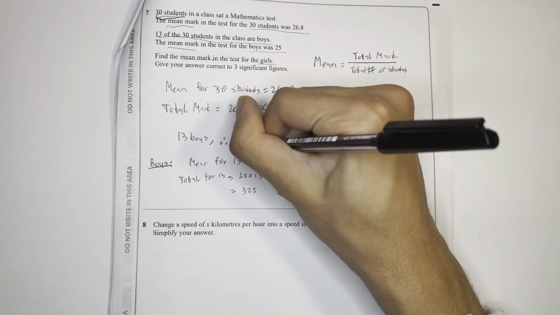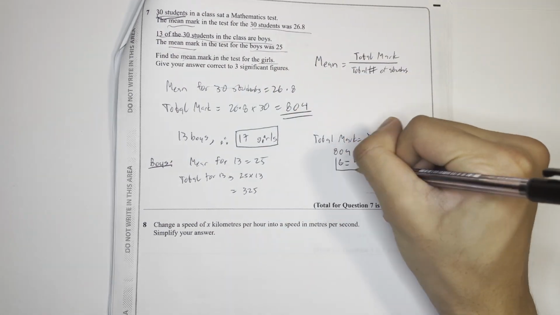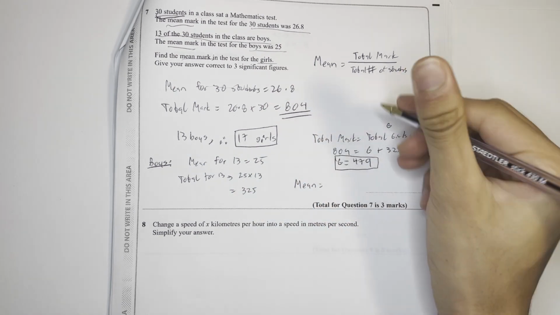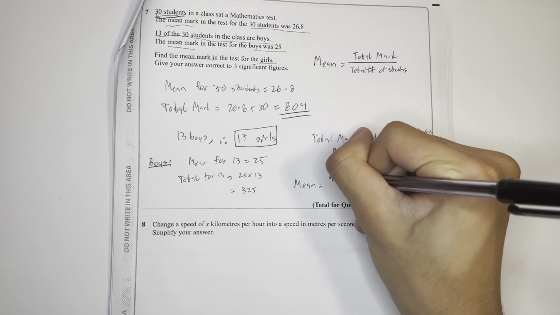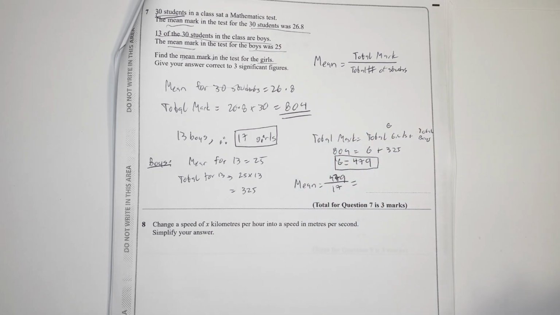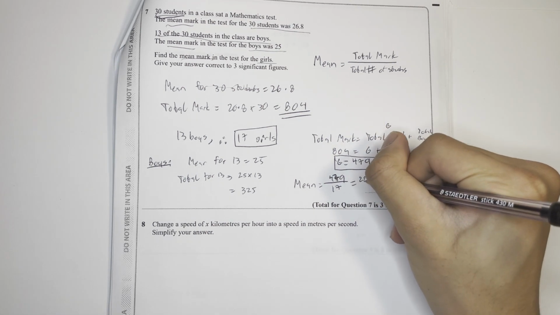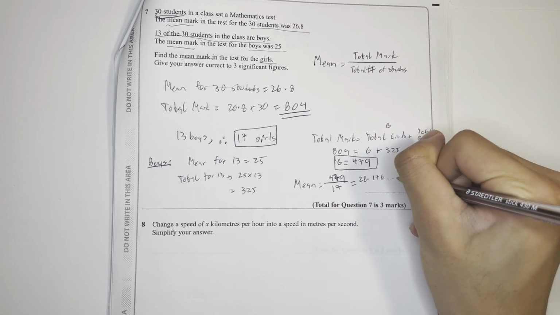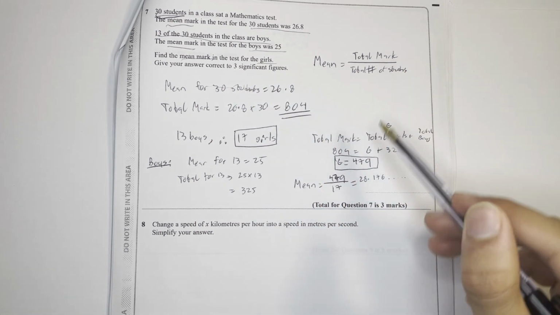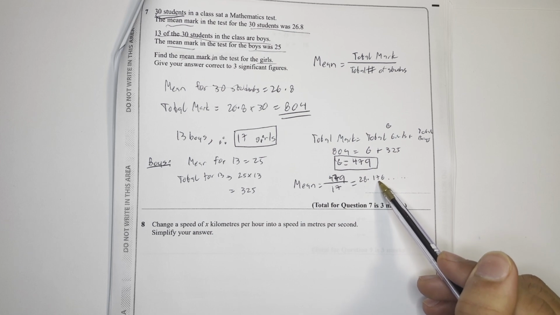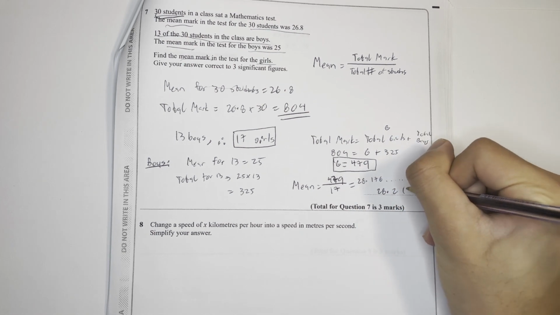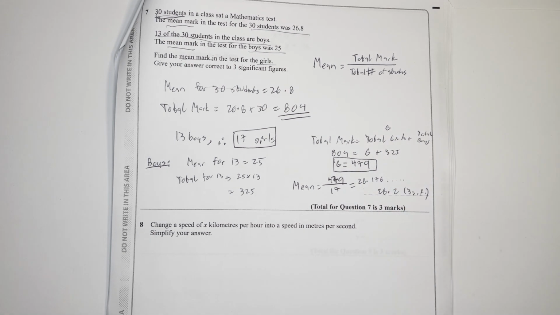So now we have all of the information we need to work out the mean mark of the girls. We have the total number of girls and the total mark of the girls, so the mean has to be equal to the total mark, 479, over 17, which is the number of girls. This gives 28.176, quite a long string of numbers. But we want this to three significant figures, so we look at the fourth digit, which is a 7, meaning that this rounds the 1 up, giving 28.2 to 3 significant figures.